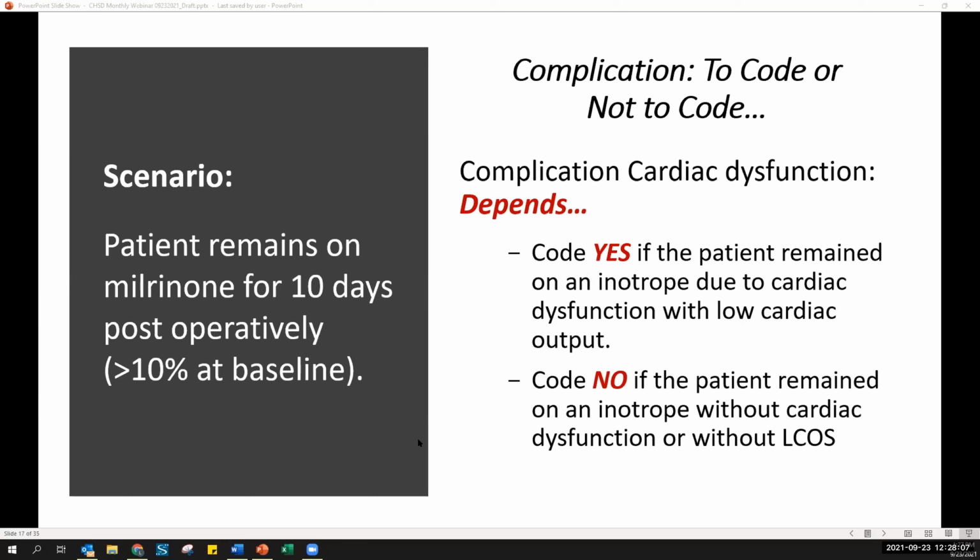The patient remains on milrinone for 10 days post-operatively, and this milrinone dose is greater than 10% higher than what they were on at baseline when they came to the unit. So do you code the complication of cardiac dysfunction? Well, this depends. You would code yes if the patient remained on this inotrope or milrinone due to cardiac dysfunction with low cardiac output. If they remained on the milrinone and they had normal cardiac function, then we would code no. So again, you need to work with your intensivists or surgeons to find out why the patient remained on milrinone or why a new inotrope was started. Next.